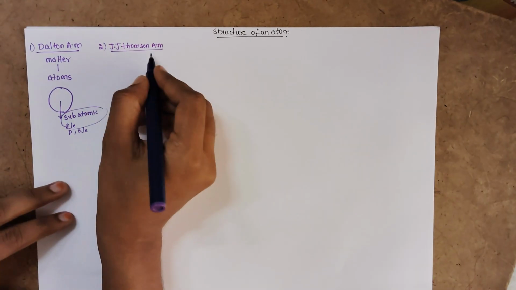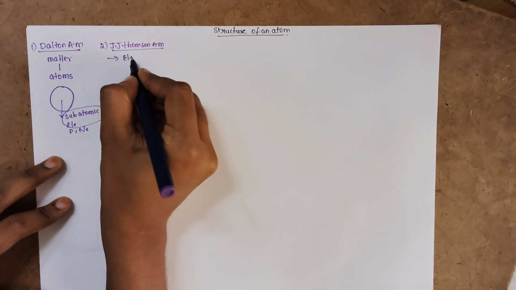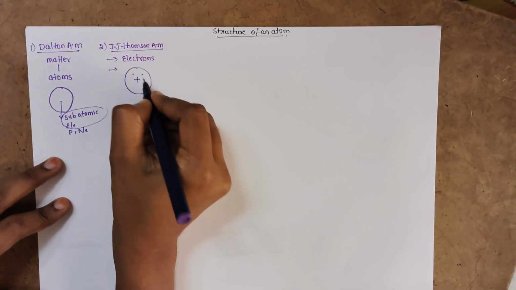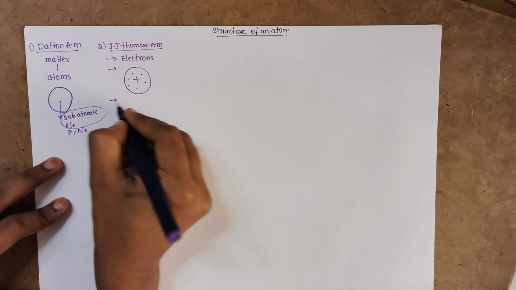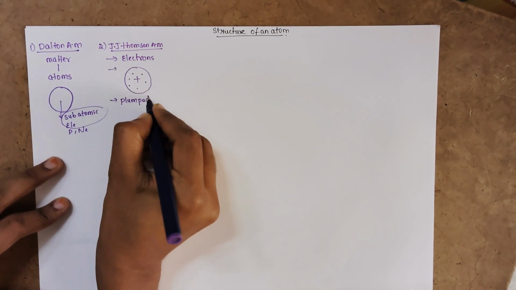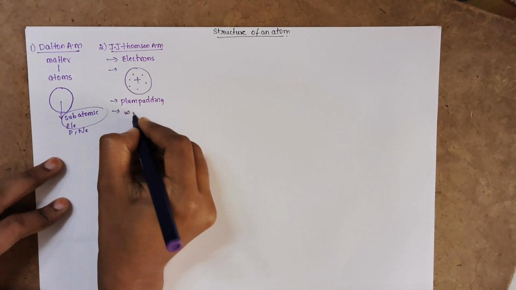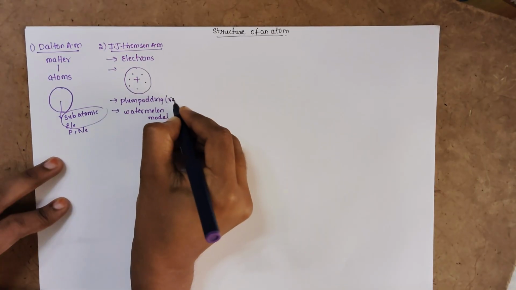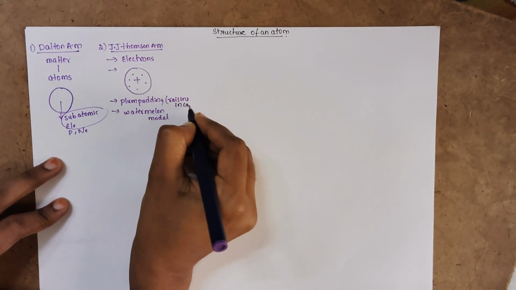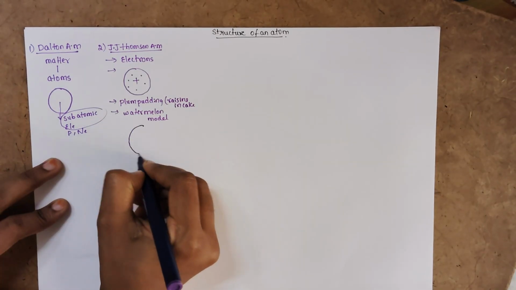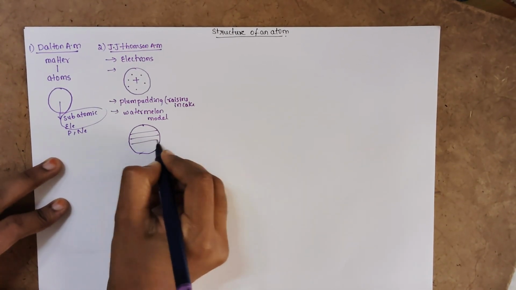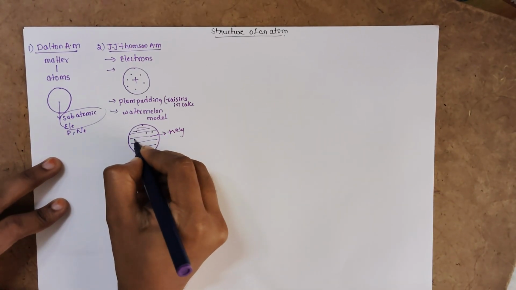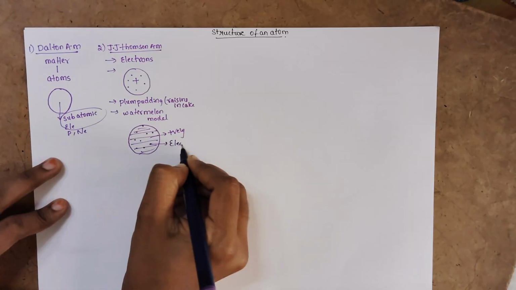Next model is the J.J. Thomson atomic model. Here he discovered the electrons. He said that the atom is a positive ball with the electrons embedded inside it. This model is also called the plum pudding model and the watermelon model. Plum pudding means raisins in cake. Watermelon means, see, this is the watermelon where the red portion is completely positively charged, and the seeds represent the electrons.